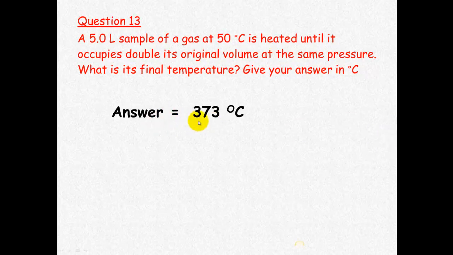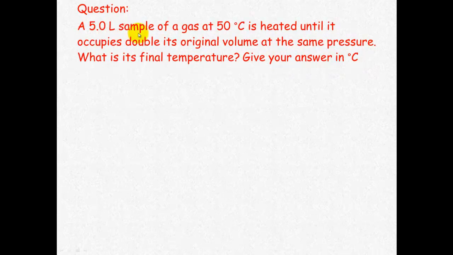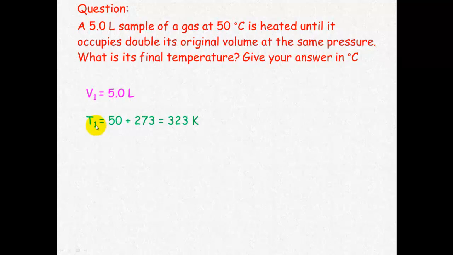Okay, so the answer is 373 degrees Celsius. If you got that right, you don't need to watch any more of this video. If you didn't, I'll run through the worked solution for you now. So a 5 litre sample of gas at 50 degrees Celsius. So volume 1 is 5 litres, and temperature 1 is 50 Celsius plus 273 to get 323 Kelvin. Remember, Kelvin, Kelvin, Kelvin. It's always temperature in Kelvin.